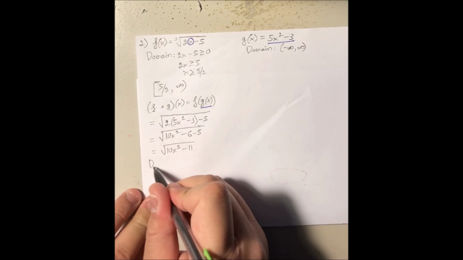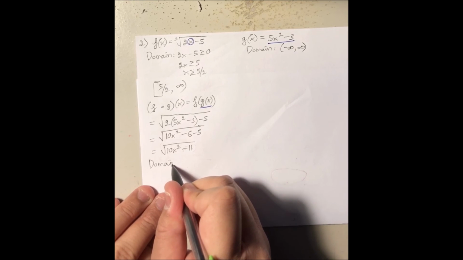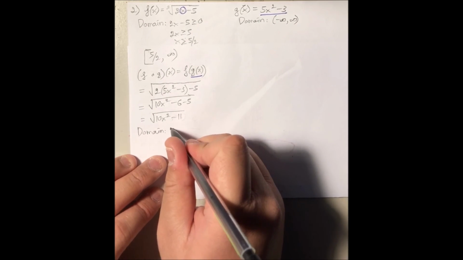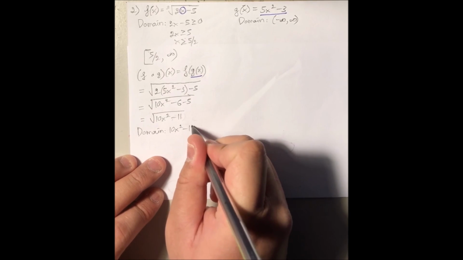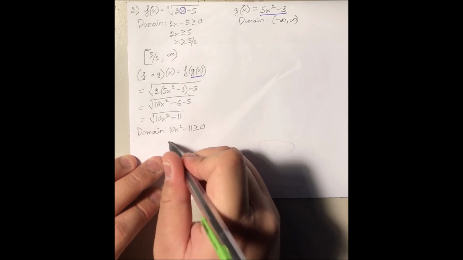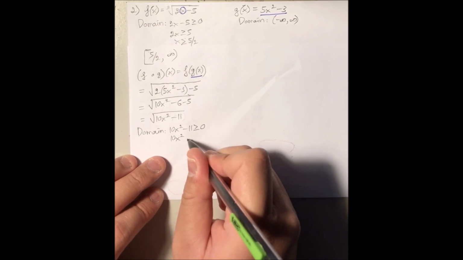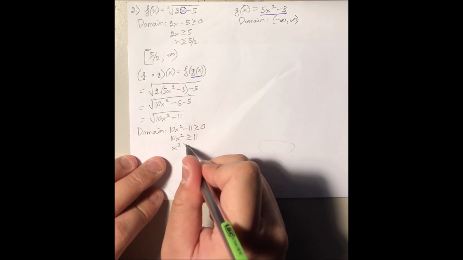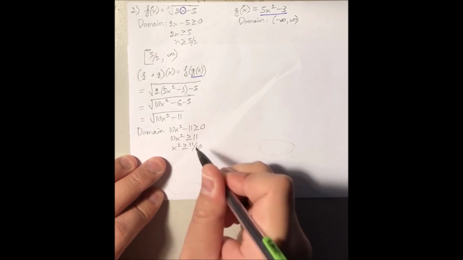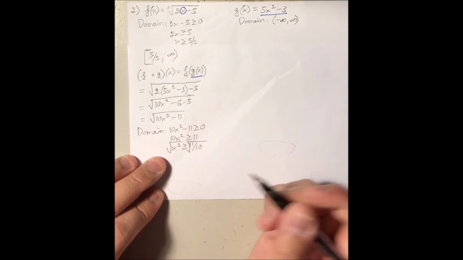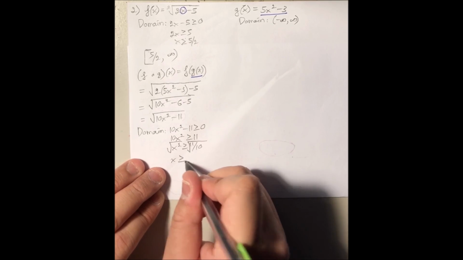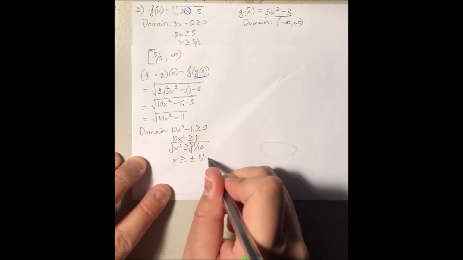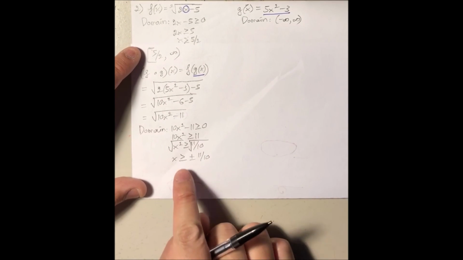So to find the domain of this one, we still take the inside and set it greater than or equal to 0. Solving for x, we get 10x squared greater than or equal to positive 11. Divide both sides by 10, we get x squared greater than or equal to 11 over 10. Take the square root of both sides, we get x greater than or equal to positive or negative square root of 11 over 10. So at this step, there are going to be two cases.